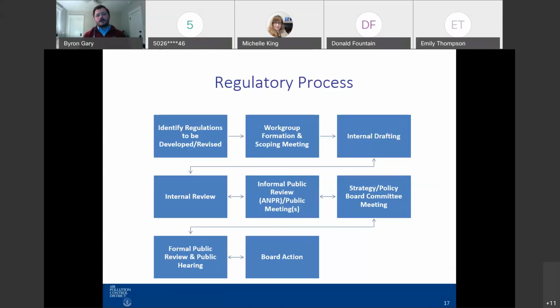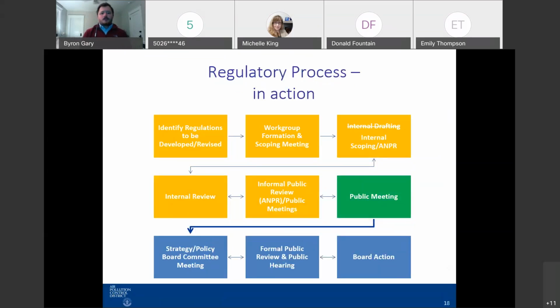After that is when we bring it to the Strategy Policy Committee as appropriate of the Air Pollution Control Board. They are the ones who officially set for formal public review, public comment. And that's the next formal public review, taking public comments and having a public hearing. Finally, after all that is done, is when we will bring our recommendation to the control board as a whole, which makes the final decision as to whether or not to adopt changes to the rule. And these are highlighting all of the opportunities for public participation within that process.